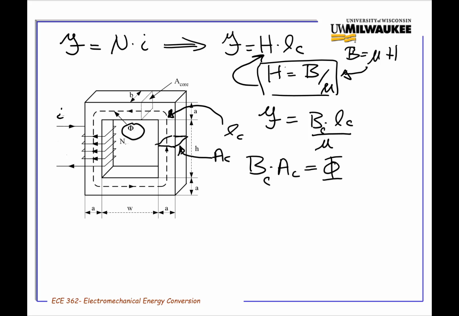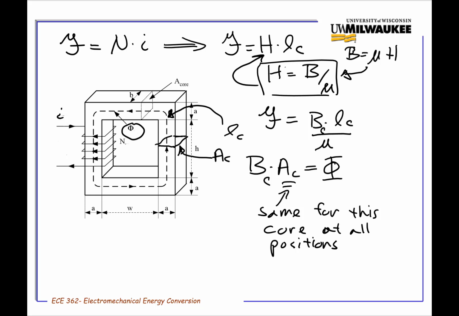Now we just have a very simple core structure, and I'm going to introduce much more complicated core structures. But in this core structure, the area of the core is the same everywhere, at all positions. So I could put the area right here and I'd get the same area.